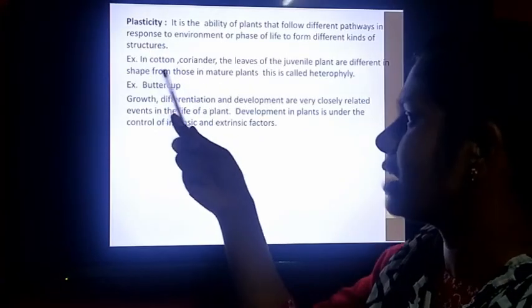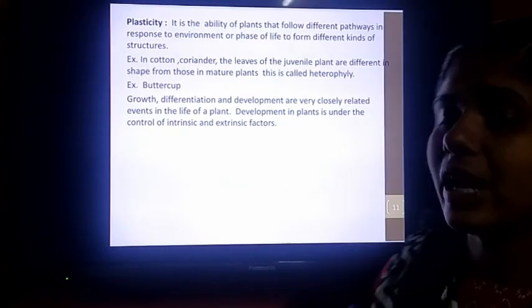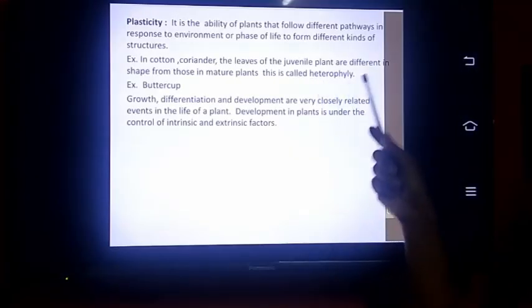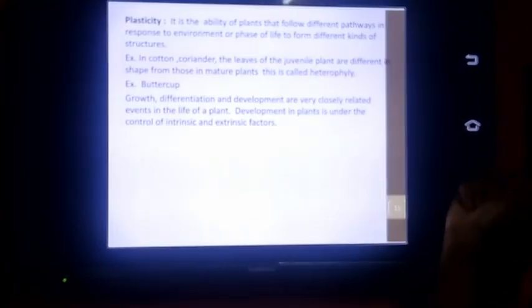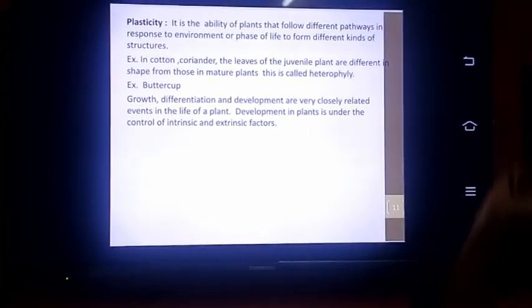So that is an example of plasticity. In case there is a change in the leaf structure, that is called heterophylly. Heterophylly means there is a change in the leaf structure. It is called heterophylly.